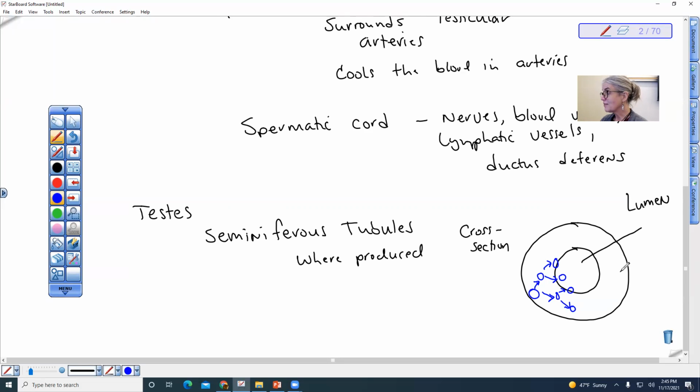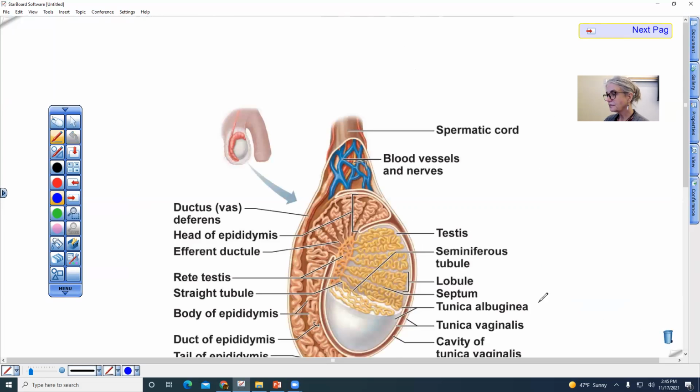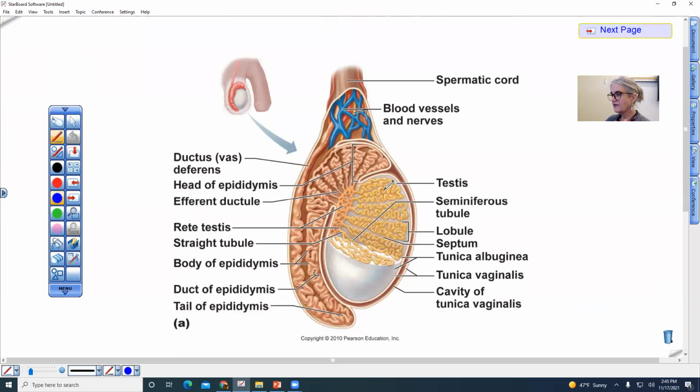So let's look at these seminiferous tubules within the testes. Here we have the seminiferous tubules right here. They are in little lobules. They are surrounded by tunics. The tunic is connective tissue. We also have what is called the rete testis. That is just where the sperm travel before they go to the epididymis.